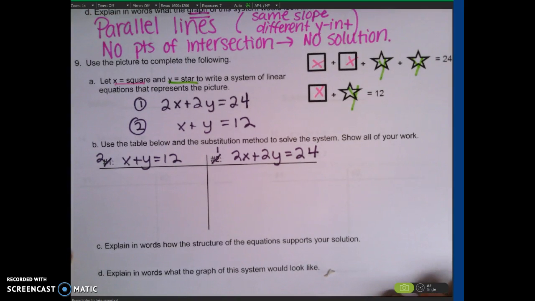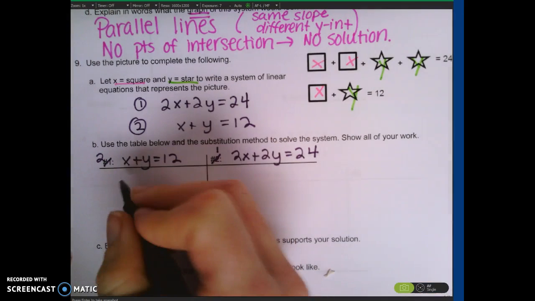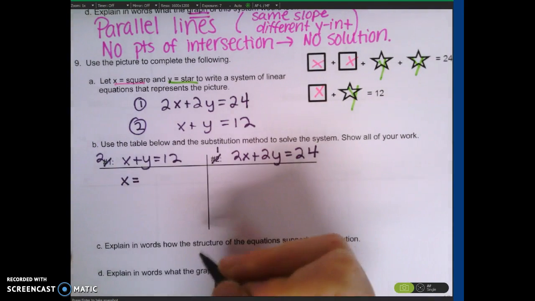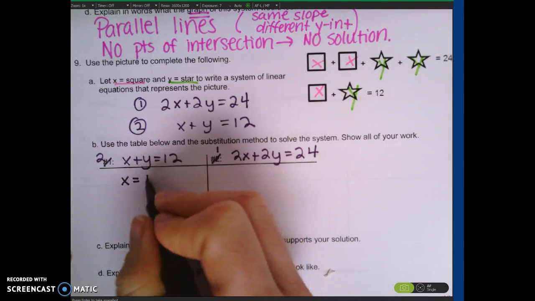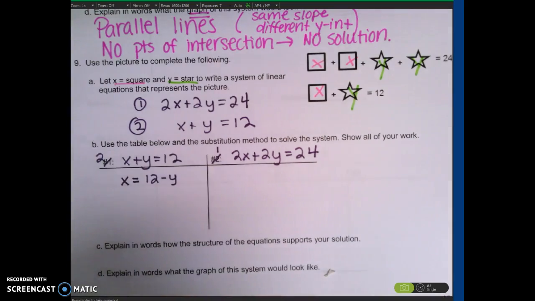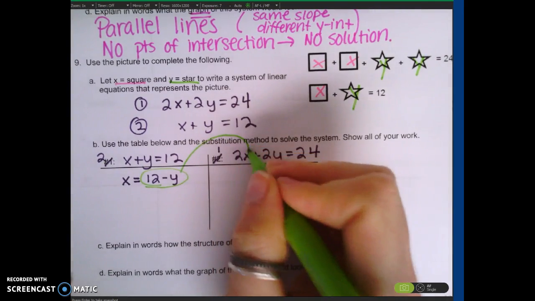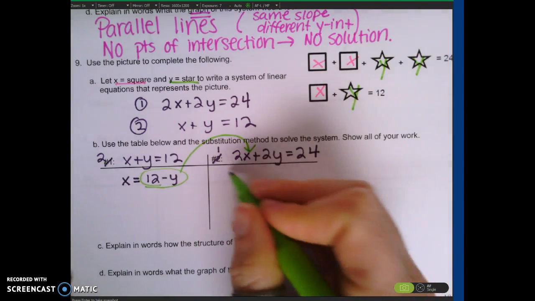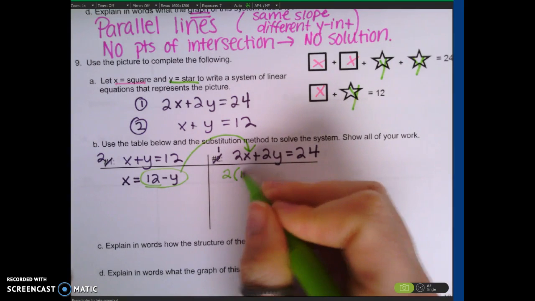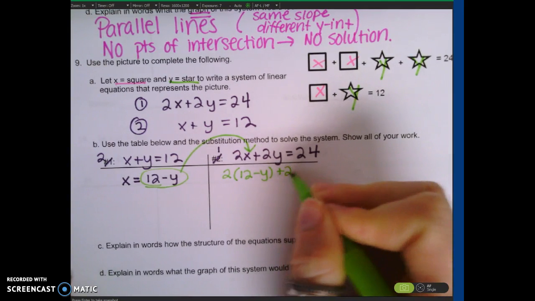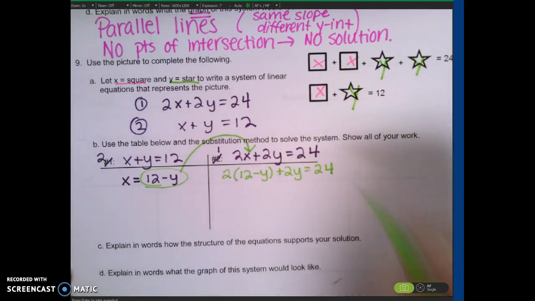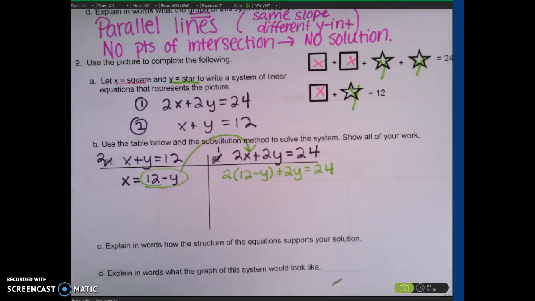Now let's decide, do I want to isolate x or isolate y? Let's choose x. X equals, subtract y on both sides, 12 minus y. Give that a bubble, and it floats over to the other equation. So we end up with 2 times the quantity of 12 minus y plus 2y equals 24. Go ahead and finish solving this equation for y. Please pause the video now.